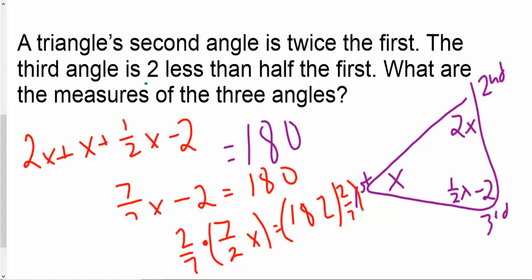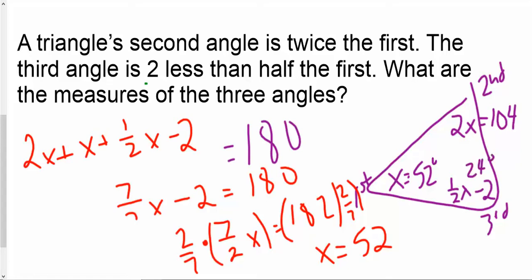And the reciprocal of 7/2 is 2/7. So 182 times 2/7 tells us x is 52. So this first angle is 52. The second angle is 104. And this third angle would be 52 divided by 2 minus 2, which is 24. If we check, these all add up to 180, so we know that we did it right.